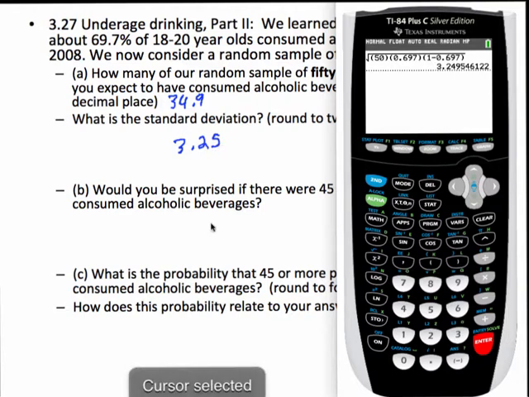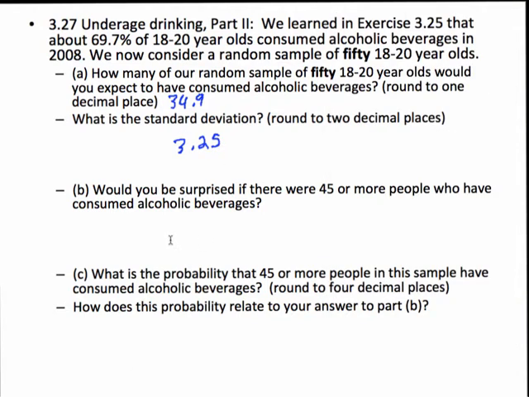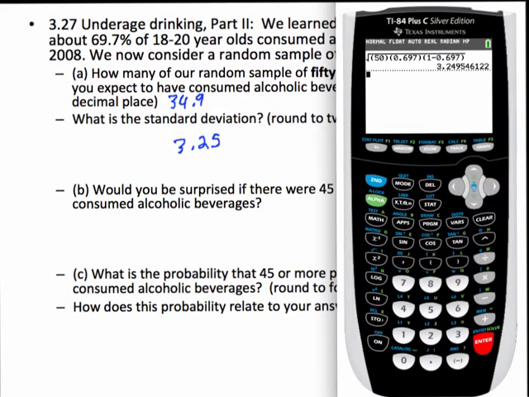All right, so now would you be surprised if there were 45 or more people who had consumed alcoholic beverages? All right. Well, how would we do that? How would you decide that? Well, one thing to realize is that we can use the normal approximation idea to the binomial, provided that n times p and n times q are both greater than or equal to 10. Okay, so we've checked n times p here. Let's go do a quick check on n times q just to make sure that we're on safe footing here.